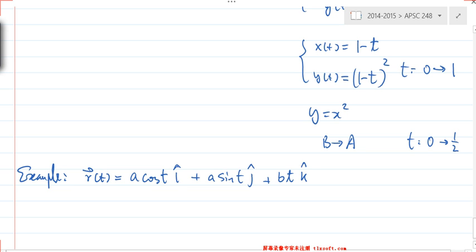Okay, so let's say we have a parametric function like this: x equals a cosine t, y equals a sine t, and z equals b t. What kind of trajectory does this equation describe? Spiral. Essentially, we call this a helix. Okay, this is a helix.